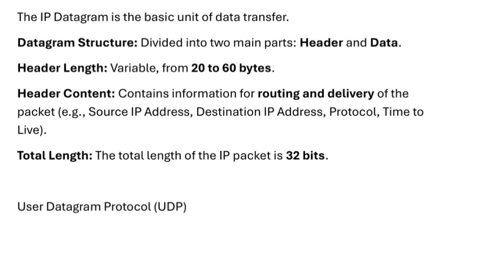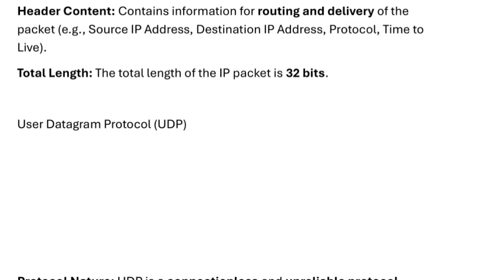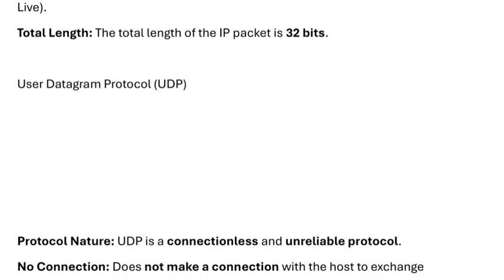Header content contains information for routing and delivery of the packet, e.g., source IP address, destination IP address, protocol, time to live. Total length: the total length of the IP packet is 32 bits.